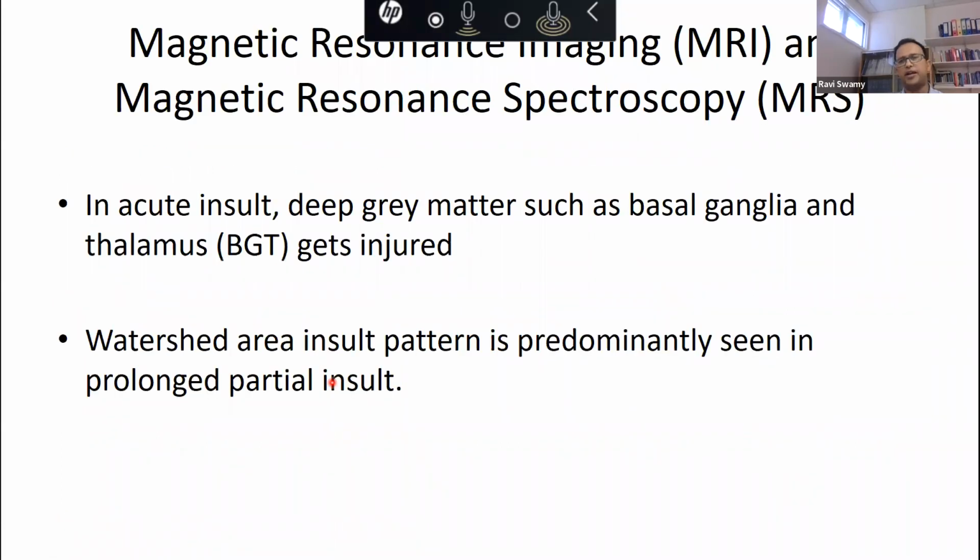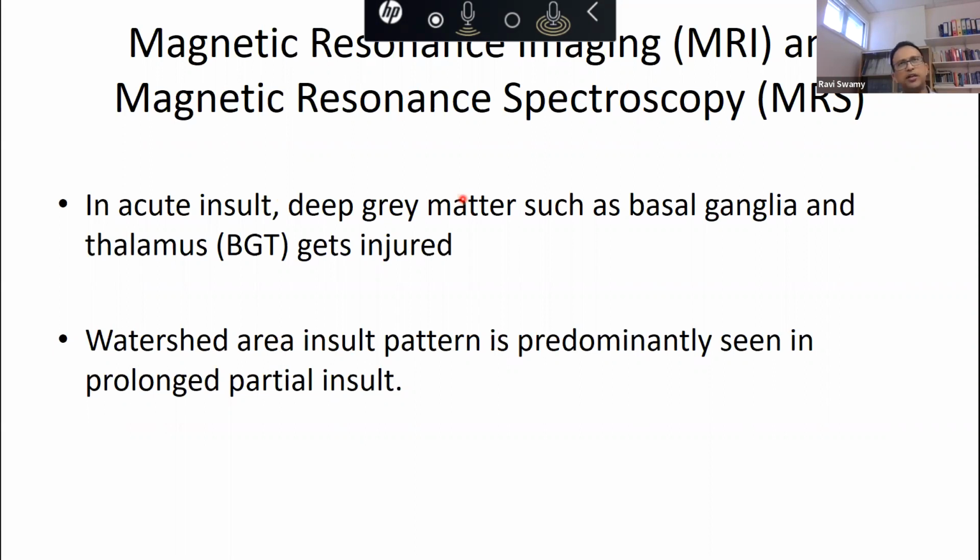So the next big bit is the MRI and MRS. Now, these are usually done under sedation, or if needed, you have to do it under anesthesia. That means the child will be intubated. But this will always be reported by a neuroradiologist. So in that way, you will have good reporting.